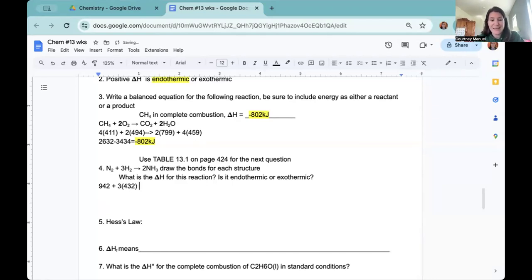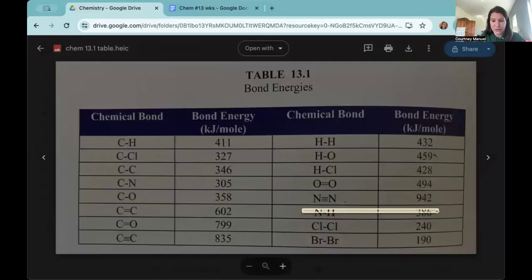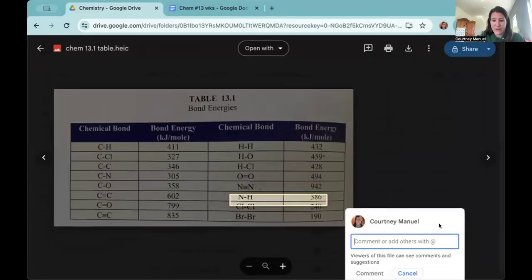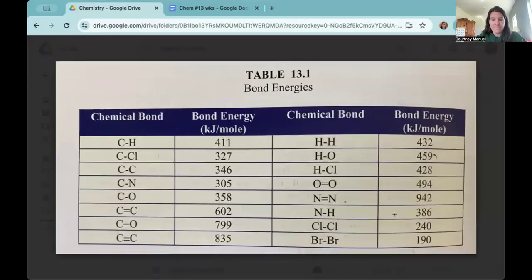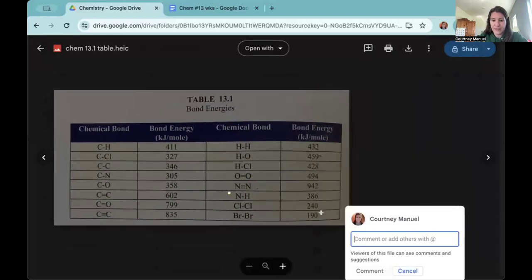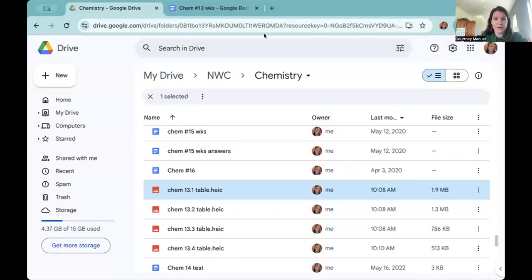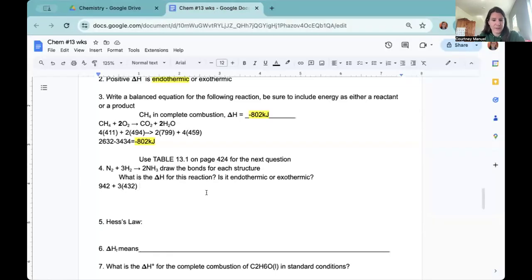Now the other side is an N to H. We go back to our table. N to H, again, there's only one option. It's this guy, 386. There's probably a better way to do this, you guys. N to H was 386.